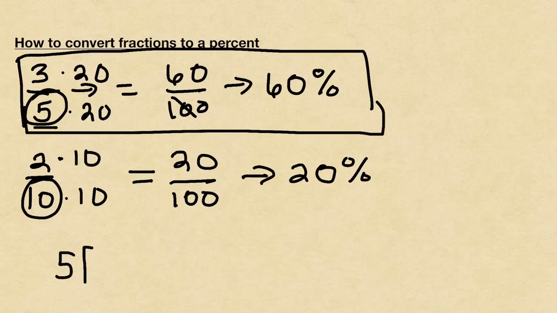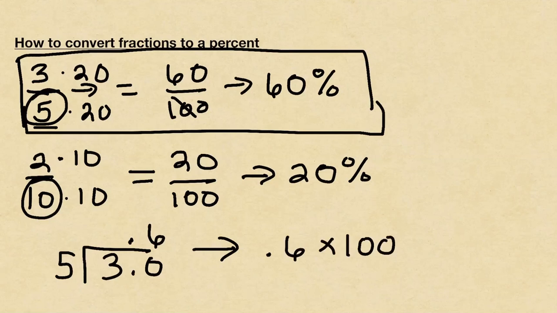So I would do 5 into 3. Well, obviously 5 does not go into 3, so we've got to add a decimal place. Move that decimal place up. 5 goes into 36 times. So then I would take that 0.6 multiplied by 100, and I get 60%.